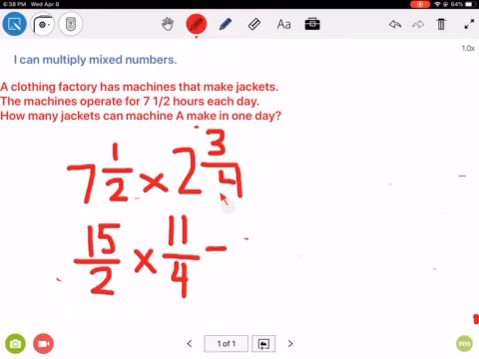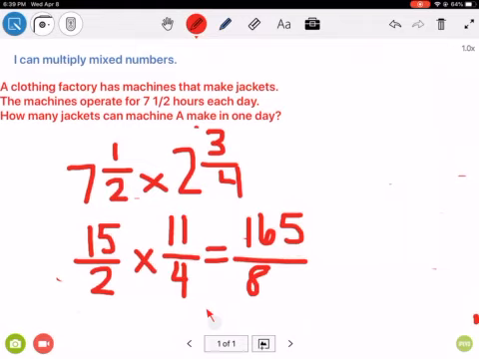Okay, so to multiply fractions, remember we're multiplying the numerators together and then the denominators. So 15 times 11 gives me 165. 2 times 4 gives me 8. So I have 165 over 8. I cannot leave that as an improper fraction.